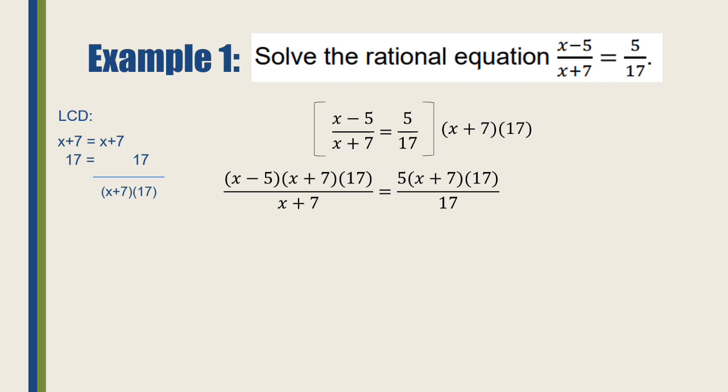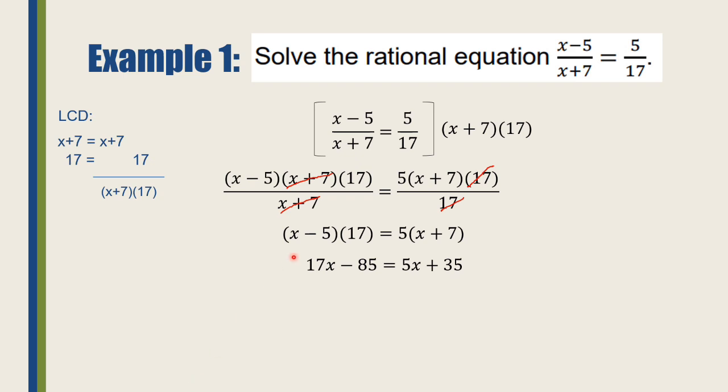So here on the left side, x plus 7 will be cancelled out. Here on the other side, 17 will be cancelled out. So we get x minus 5 times 17 is equal to 5 times x plus 7.